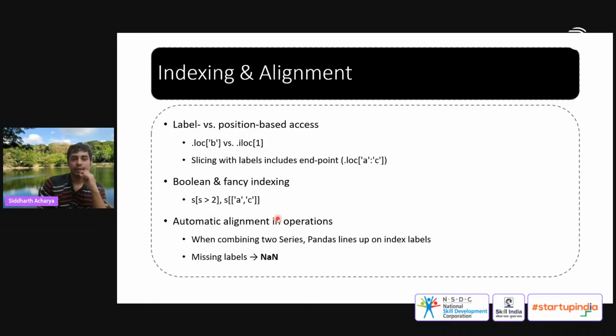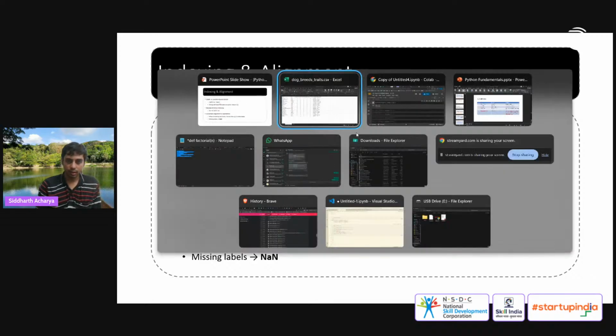Next is indexing and alignment. For indexing, we have loc. This loc is used for accessing indices which are specified. We specified those indices earlier. If we don't specify indices, the default indices are integral, 0, 1, 2, till n minus 1. So if we want to access through the indices we specified, we use loc, and if we want to access through the default index, we use iloc.